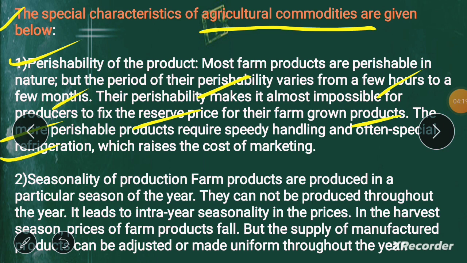The second point is seasonality of production. Farm produce is produced in a particular season of the year. They cannot be produced throughout the year. It leads to intra-year seasonality in prices. In the harvest season, the price of farm produce falls, but the supply of manufactured produce can be adjusted or made uniform throughout the year.